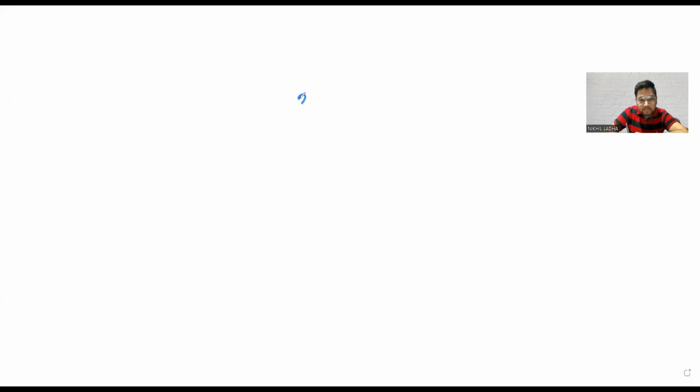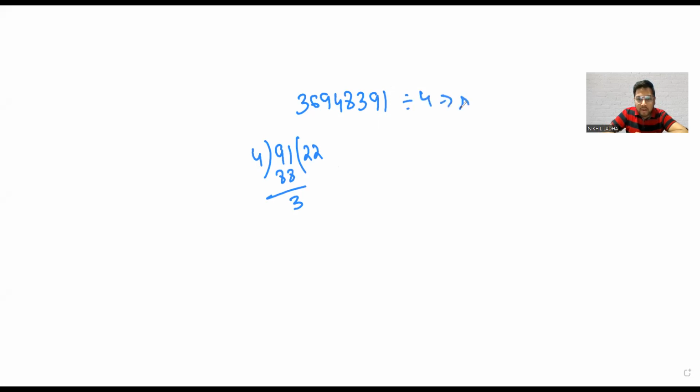Let's take a number 3694831. We are not bothered about the entire 7 digits over here. What we will be doing is we will simply be dividing 31 by 4. We know that we will be getting 28. The remainder will be coming as 3. So when 3694831 is divided by 4, the remainder that we will be getting will be equal to 3.